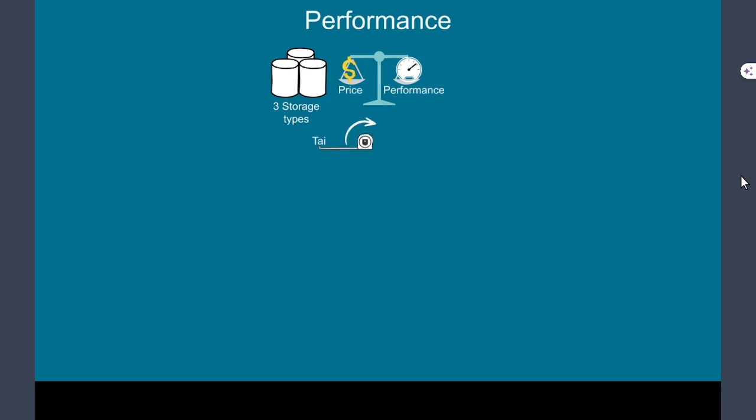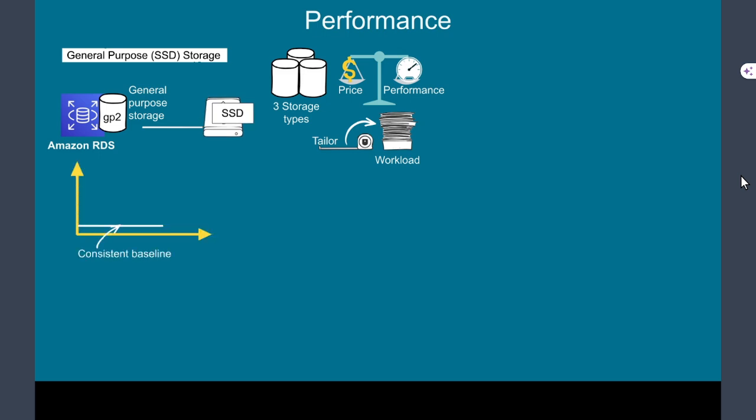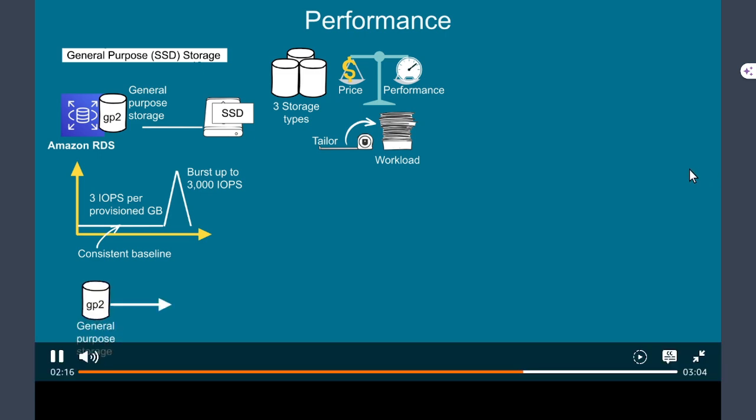Performance. Amazon RDS provides three storage types, which differ in performance characteristics and price, which means that you can tailor your storage performance and cost to the needs of your database workload. Amazon RDS General Purpose Storage, also known as GP2, is an SSD-backed storage option that delivers a consistent baseline of 3 IOPS per provisioned gigabyte and provides the ability to burst up to 3,000 IOPS above the baseline. This storage type is suitable for a broad range of database workloads.